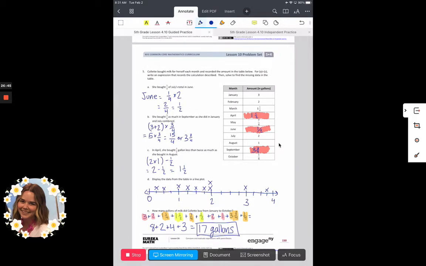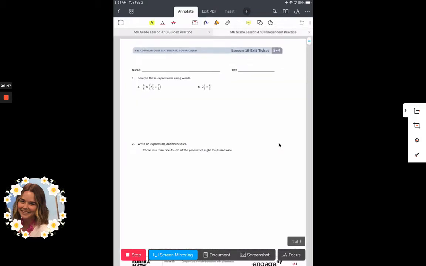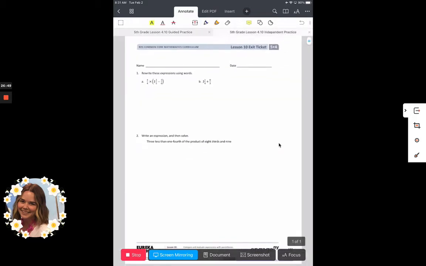Super quick, I want to take a look at your independent practice. You've got a couple of questions here. Number 1, A and B, you're rewriting these expressions using words. So remember what our kind of clue words are. So things like sum, product, difference, times, things like that. And then number 2, it says to write the expression and then solve.